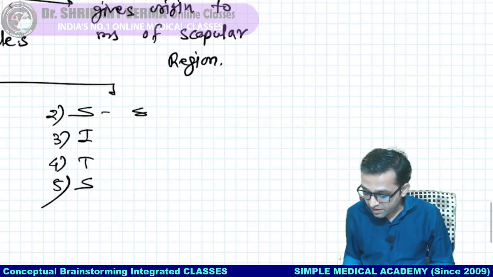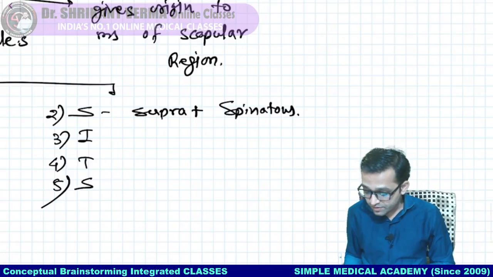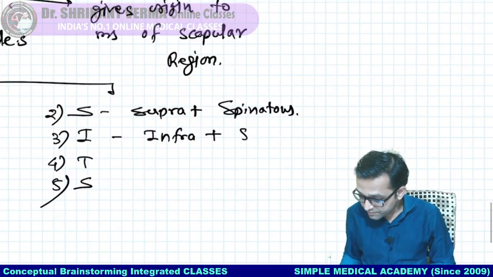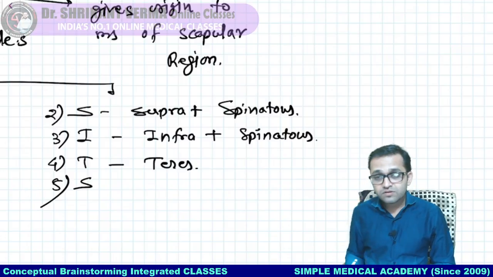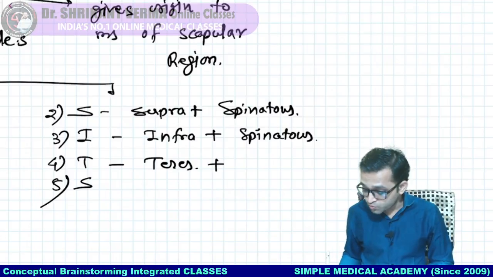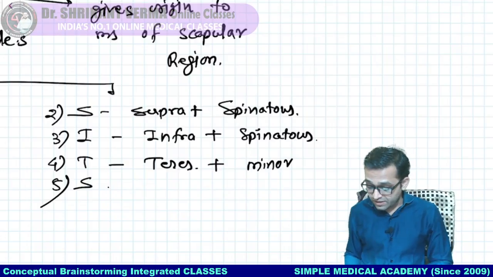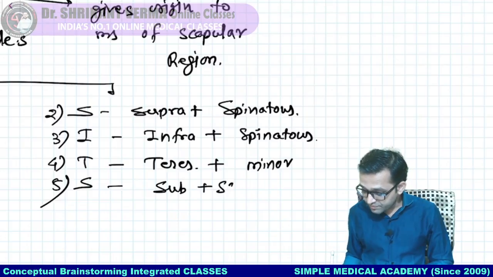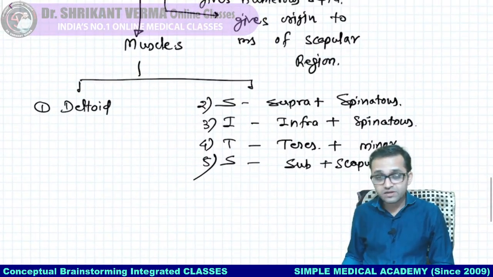S is for the muscle above the spine, so you say supraspinatus. The muscle below the spine is infraspinatus. Another muscle is large and rounded, that's why the term teres is used, and this one is small, that's why minor. Remember, teres major is not included in this area. Another is subscapularis, because it is located within the subscapular fossa. Getting the point? So these are the different muscles.